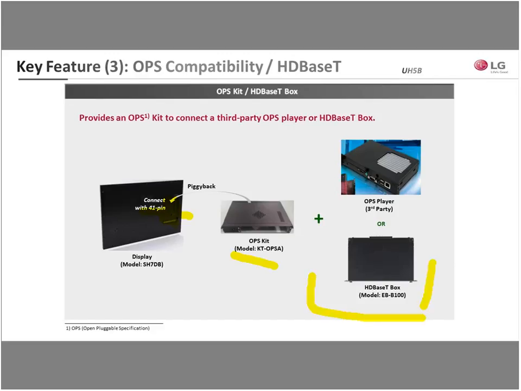Now, these solutions help you have a wired, still high-quality connection to your screens no matter what environment you're in. If you're in a wired environment, this will give you the ability to have that wired, high-quality connection up to 100 meters via Cat5, Cat6 cable, Ethernet cable.